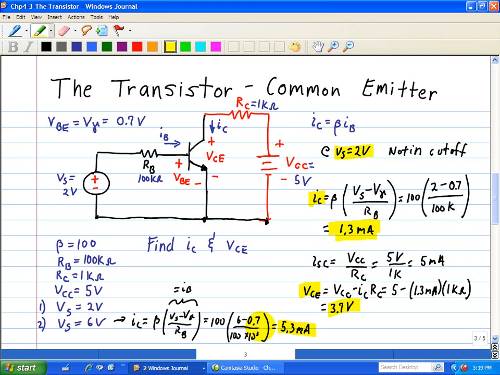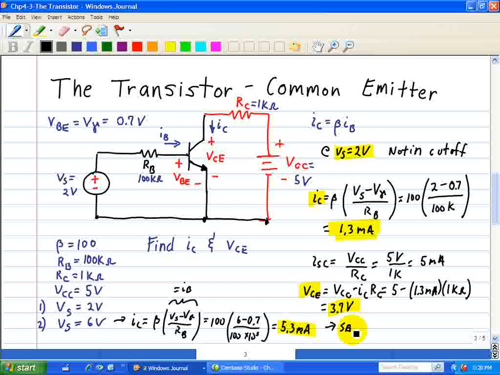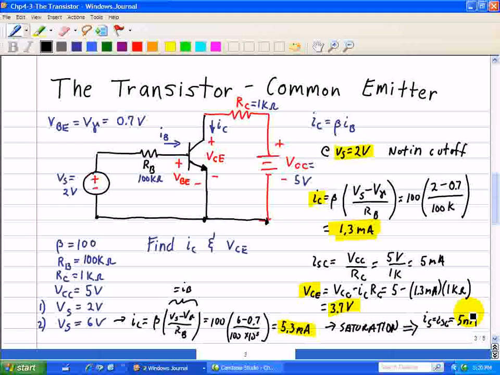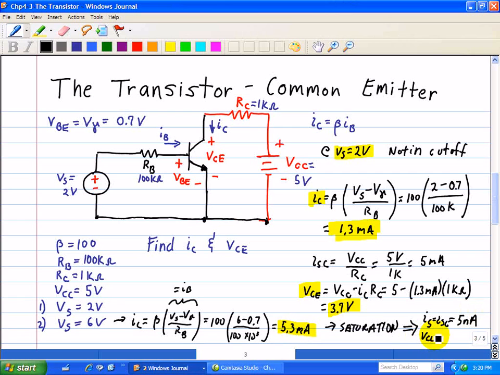Because our collector current is greater than our short circuit current, we can say that the transistor is in the saturation mode. So we know that it's in the saturation mode, and that implies that IC is equal to the short circuit current, which is equal to 5 milliamps, and that VCE is equal to 0 volts.